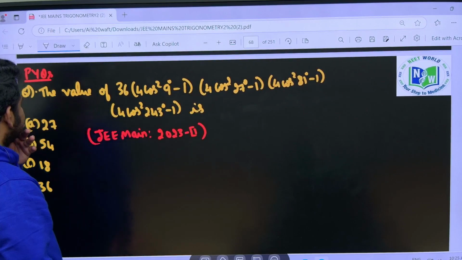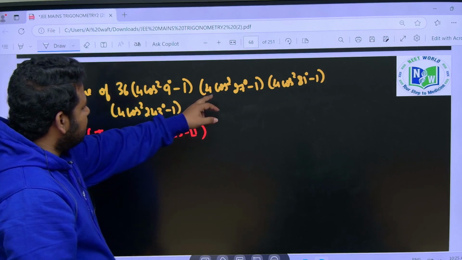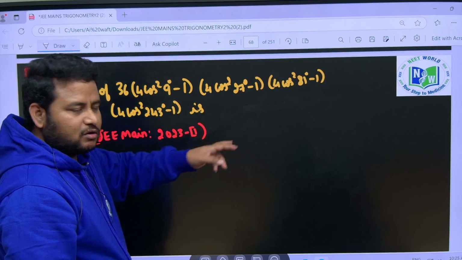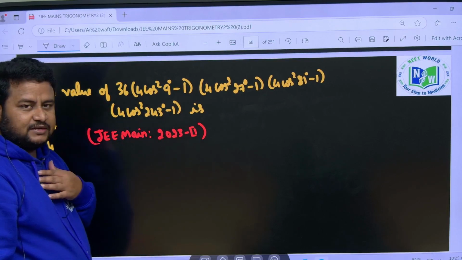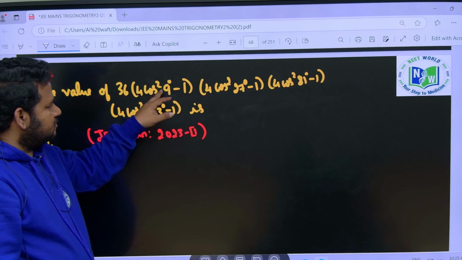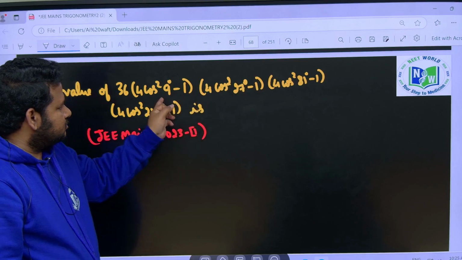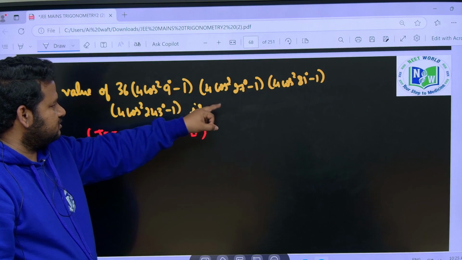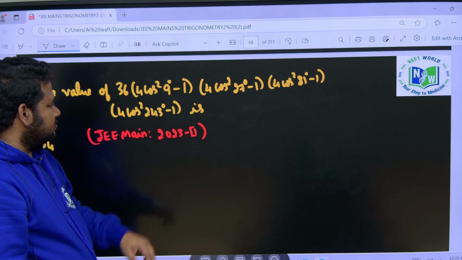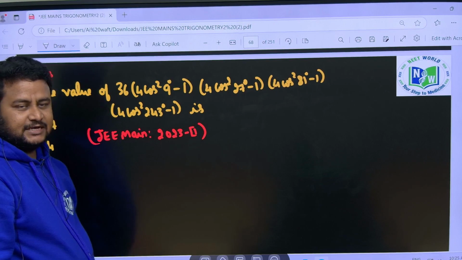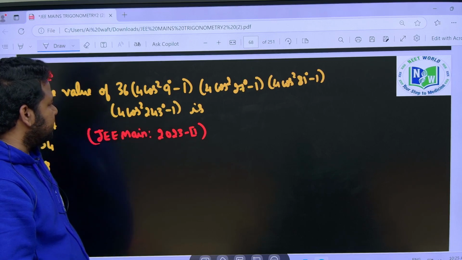Let us see. They have given the value of 4 cos square 9 degree minus 1, 4 cos square 27 degree minus 1, 4 cos square 81 degree minus 1, 4 cos square 243 degree minus 1. Okay, fine. So this is theta. This is becoming 9 into 3, 3 theta. This again is becoming 3 times. So theta is being multiplied 3 times every time. So I cannot take theta, 3 theta, no. Instead of that, let us see any other method we can do.